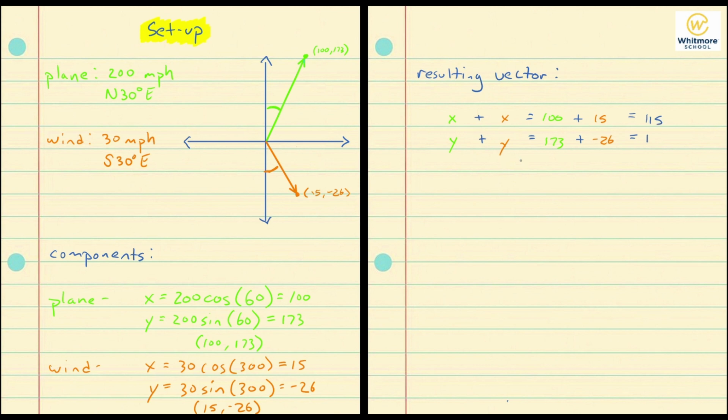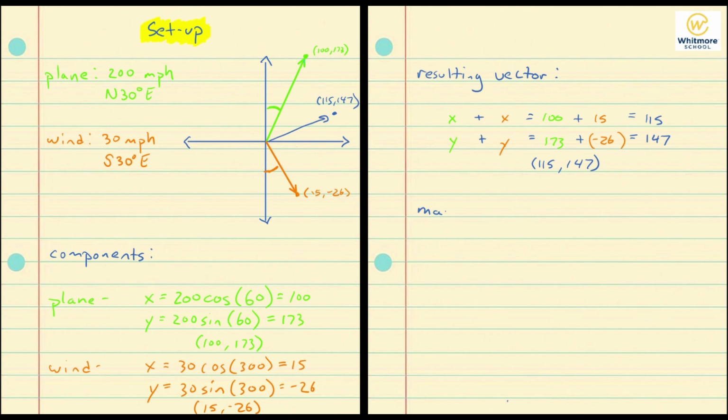and 147. I'm going to put parentheses around that really quick. There we go. So now we have our points for the resulting vector. And so that's going to fall if we place that over here, somewhere like that, at 115, 147. Fantastic.